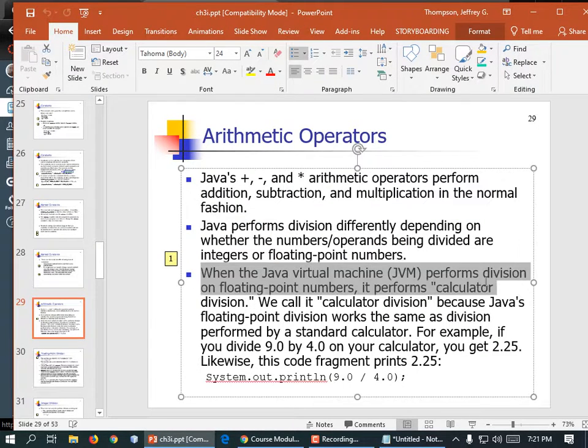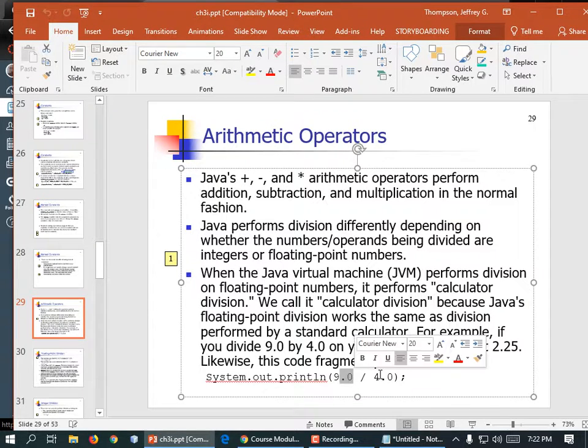So when the Java virtual machine performs division on floating point numbers, it does so-called calculator division. I don't know why we've got to give it the name calculator division. It's floating point math because Java's floating point division works the same way as division working on a calculator. If you divide 9.0 by 4.0 on a calculator, you get 2.25. But if you divide 9 by 4, you're just going to get 2. So this would print out 2.25 because these are floating point numbers. But if we remove those and ran it, it would just print 2 because they're both integers. So 9 divided by 4 rounded down is 2.